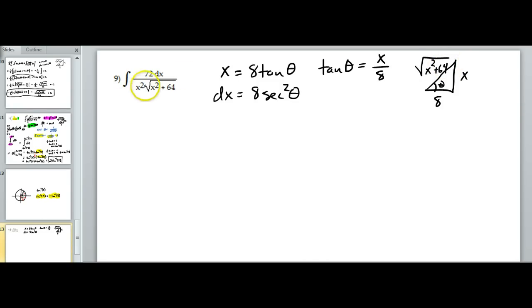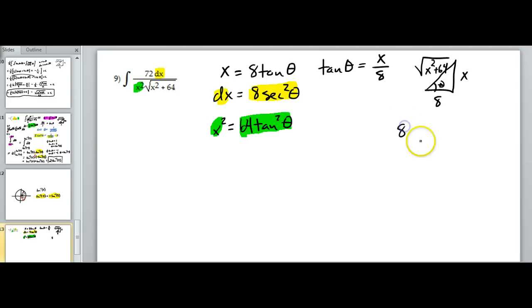Alright, now I also need to know what x squared is, so x squared equals 8 squared tangent squared theta. Alright, 8 squared is 64. So I've got the x squared, and then the dx I've got right there. So let's highlight everything. Dx is 8 secant squared. X squared is 64 tangent squared. Now, the last thing we need is something with a constant over this radical.